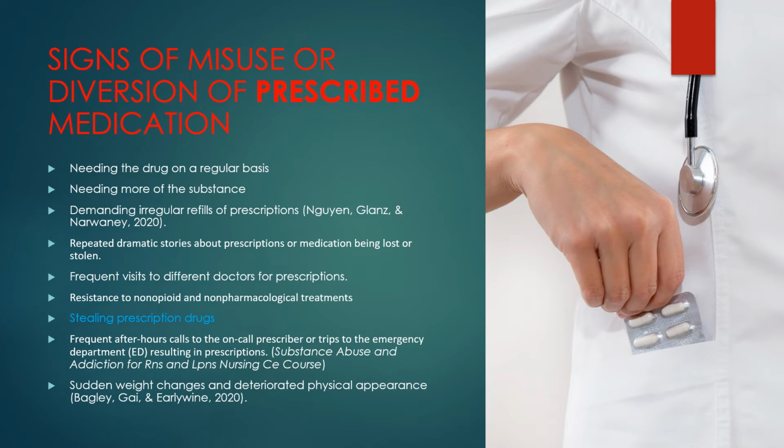How do we know when someone is misusing or diverting their prescription medications? A patient who needs frequent medication refills and has dramatic tales about medicine being lost or stolen, and constant calls to the prescriber or visits to the ER requesting prescriptions from various physicians and resisting other means of treatment. Generally, opioid abuse victims show lack of coordination, sudden weight changes, and deteriorated physical appearance. Stealing opioid medication, especially by healthcare workers, is an obvious sign of opioid abuse.